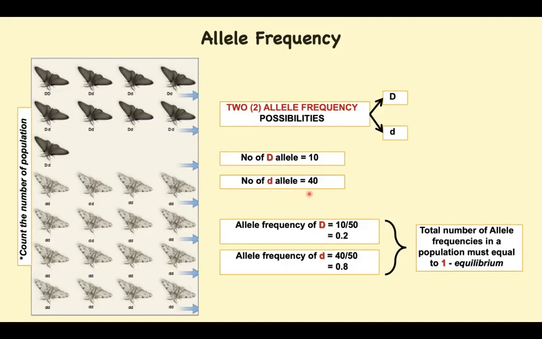Okay, that's where you get the number of D besar allele and number of D kecil allele. Okay, then we can count the allele frequency. So allele frequency of D besar is 10 over the number of alleles, which is 50, and you get the allele frequency of 0.2. For the allele frequency of D kecil pula is 40 over 50, and you get 0.8. So if you total the allele frequencies up, it must be equal to 1. Okay? This is on the condition that it is in equilibrium.